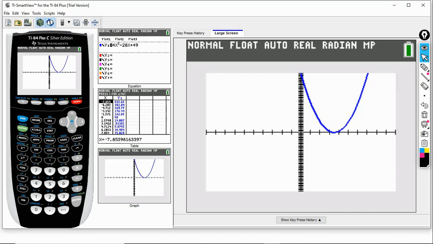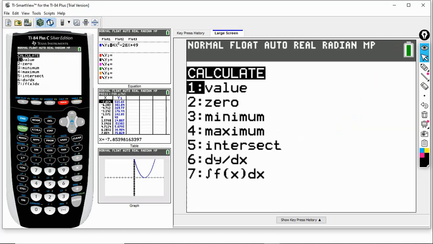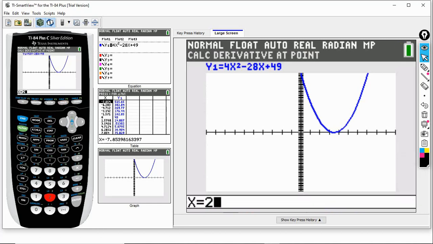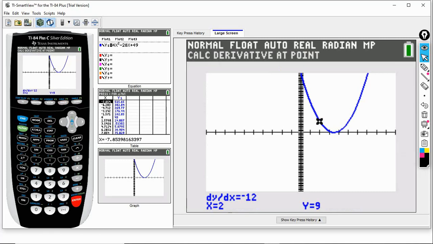So we do that with second and calculate. And number 6, dy over dx, the derivative. And let's say at point x equals 2, so we type 2 and just hit enter. So there we go. The same result, right? At x equals 2, which we have right there, this is 2 here. This would be the y, which is 9, as we can see here. And then by plugging in 2 in the derivative, we also got negative 12.